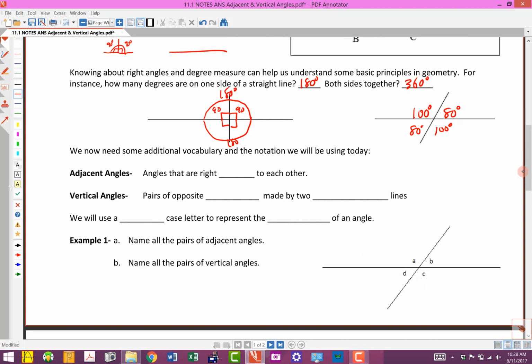Now, we are going to need some more vocabulary for today's stuff, and this is really what we're going to focus on. Remember, the I can statement was about adjacent and vertical angles. So let's talk about adjacent. Adjacent angles are angles that are right next to each other. You have a neighbor probably right now sitting next to you, or even at home, your neighbor's house is probably adjacent to your house. It's next to your house. So the word adjacent is just a fancy word that means next to. And then the other word is vertical angles. So vertical angles are pairs of opposite angles made by two intersecting lines.